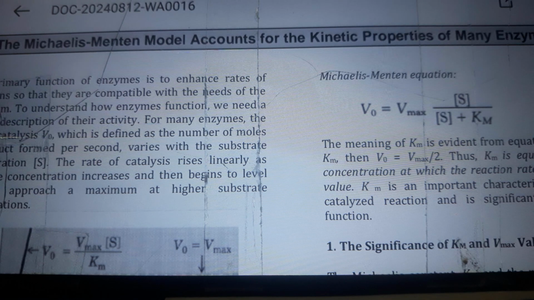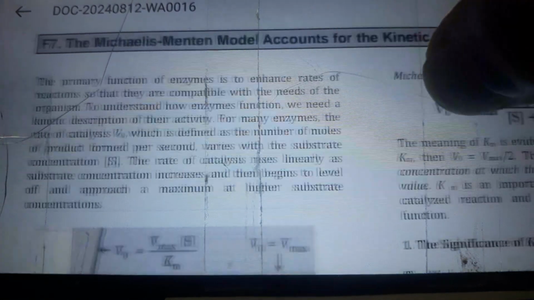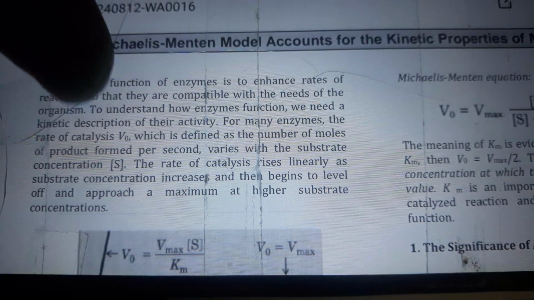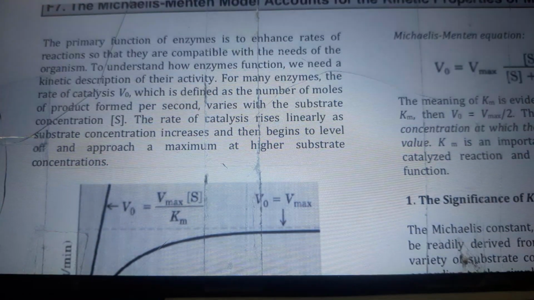So continuing with the lectures as of yesterday, the last topic we dealt with yesterday was the Michaelis-Menten Model accounts for the kinetic properties of many enzymes. The primary function of enzymes is to enhance rates of reaction so that they're compatible with the needs of the organism. To understand how enzymes function, we need to know the kinetic descriptions of their activities.